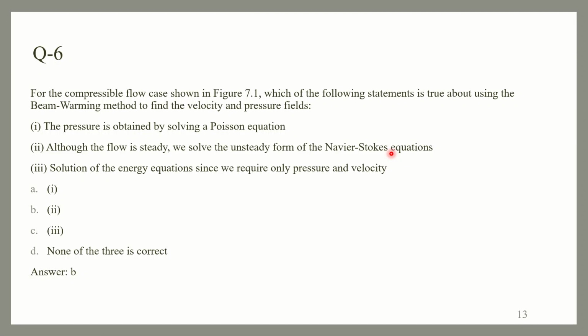Beam-Warming is a second order accurate implicit scheme, which requires no stability condition. So it is an unconditionally stable system. In general, we would be solving for the unsteady flow system.